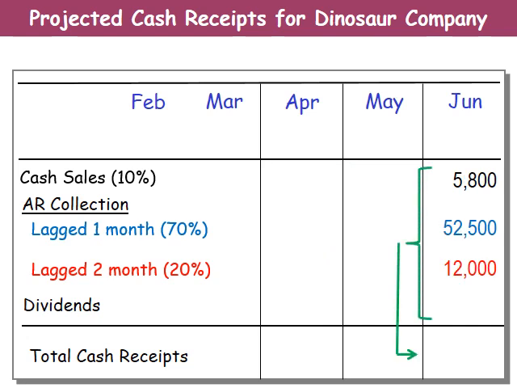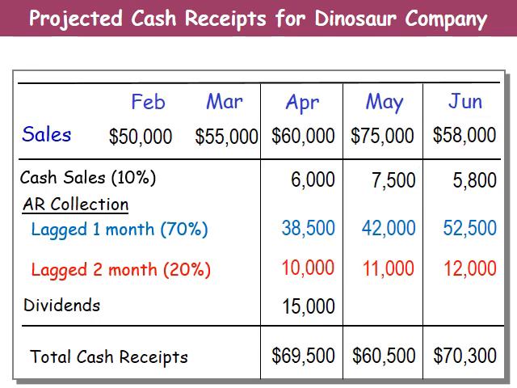Add up all the figures in June and you have a total figure of 70.3K. This is the total cash receipts in June. Let us remove all the workings. Please spend a moment to look at the answer.